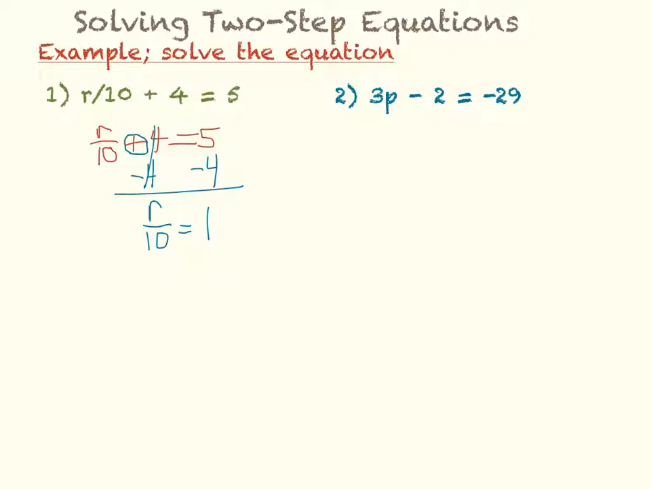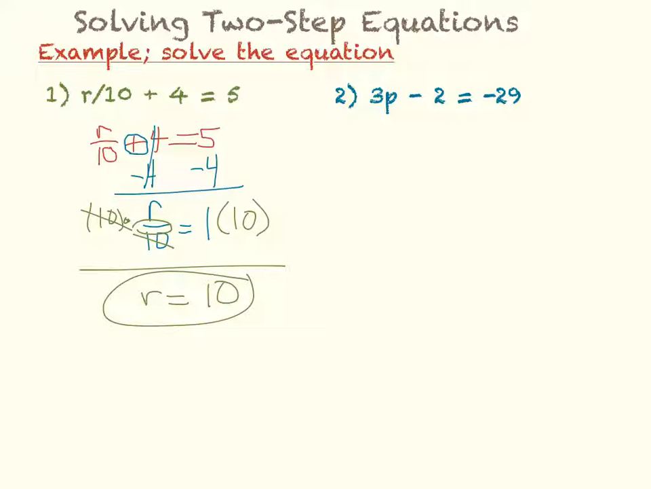And now we're to a problem similar to the one-step equation because we only have one thing to do. We have r divided by 10 equals 1. So I'm going to multiply by 10, because the opposite of divide is multiply. When I multiply by 10, the 10's cancel out. Multiply by 10, and I get r equals 1 times 10, which is 10. So that is my final answer.